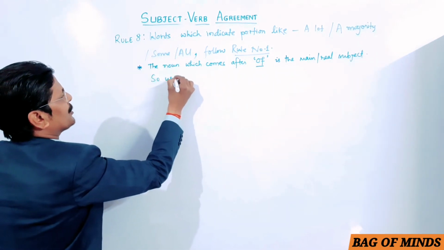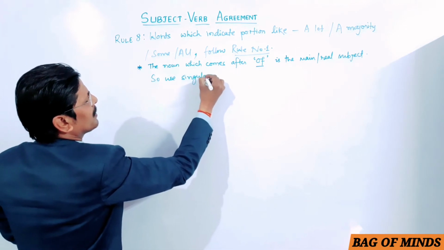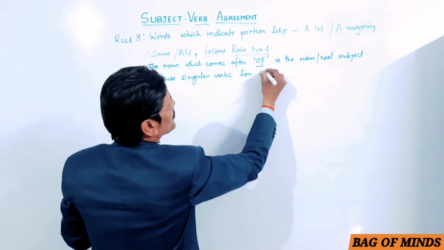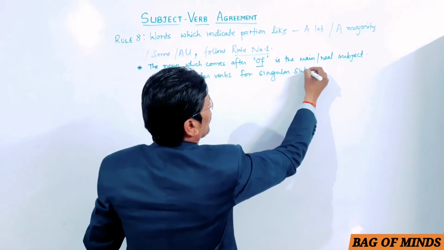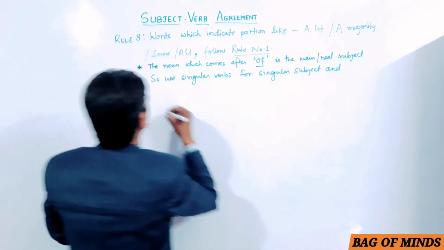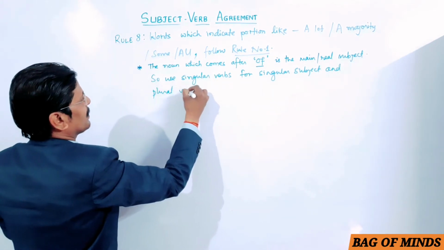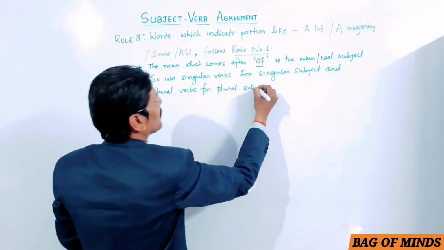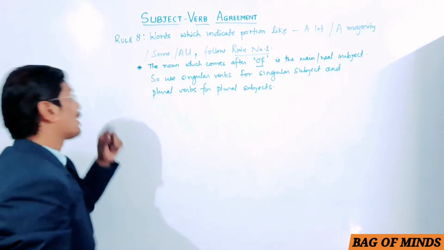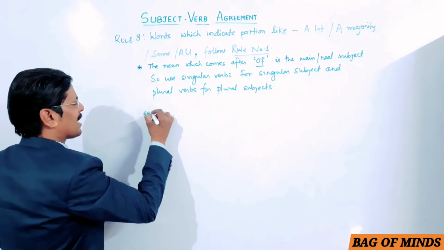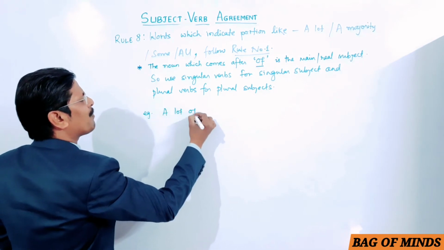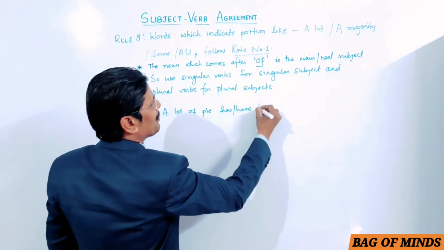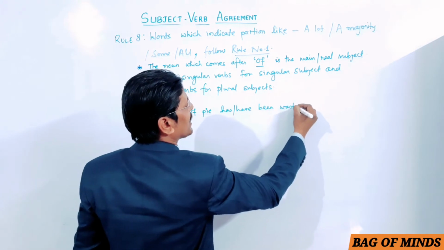So use a singular verb for singular subjects and plural verbs for plural subjects. Let's take an example and understand this rule here. Let's take an example. A lot of pie has or have been wasted today.